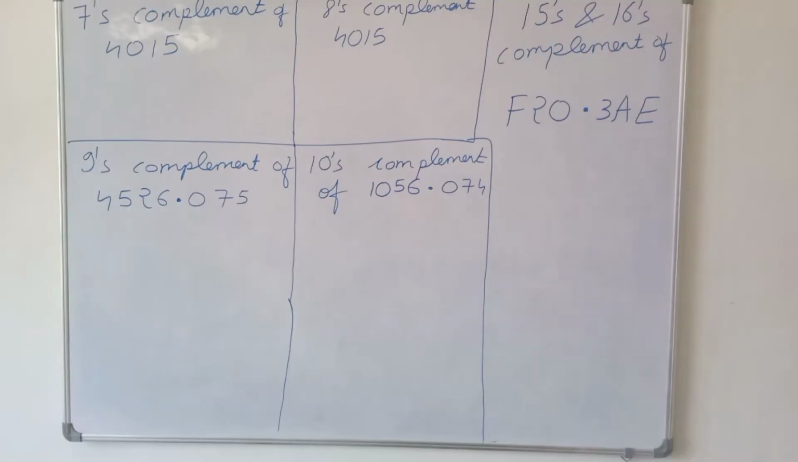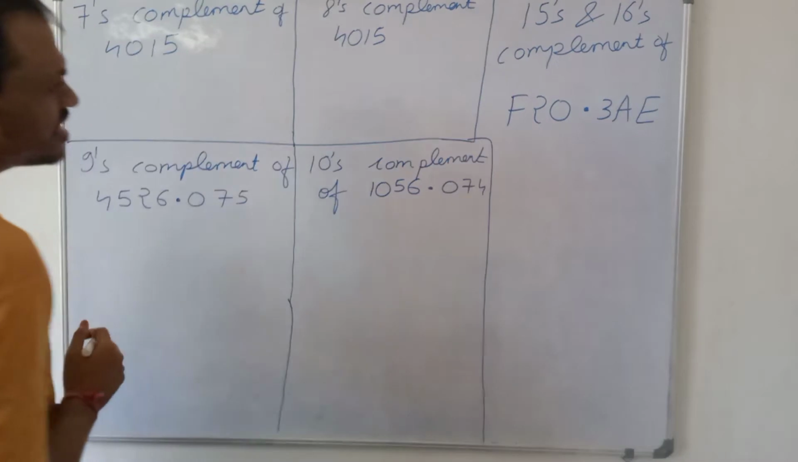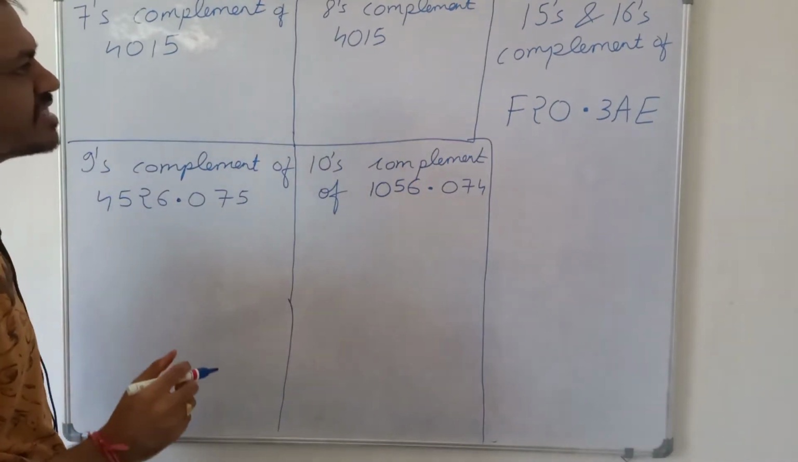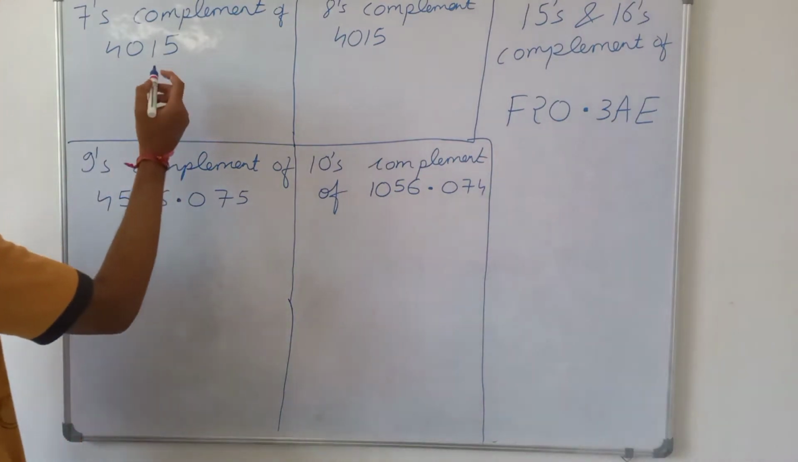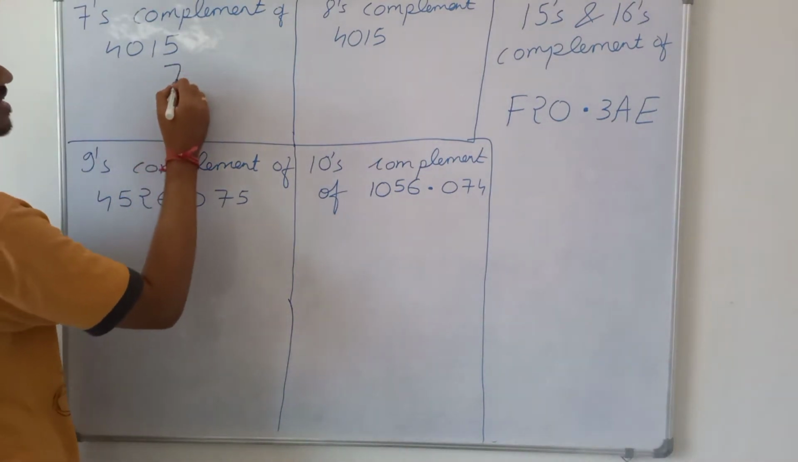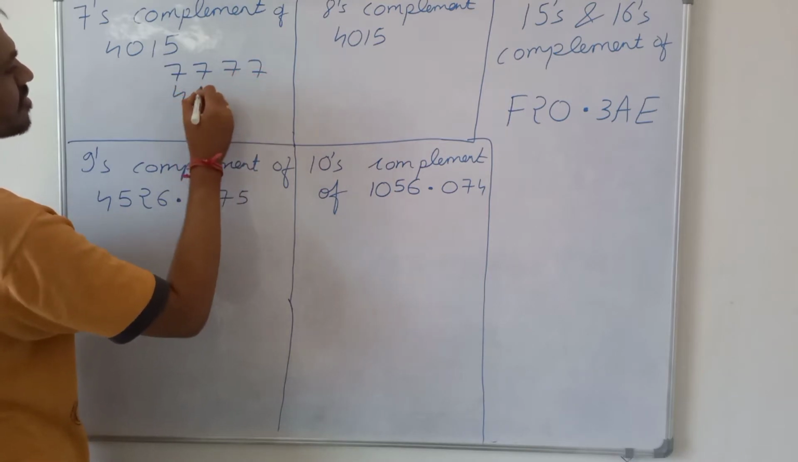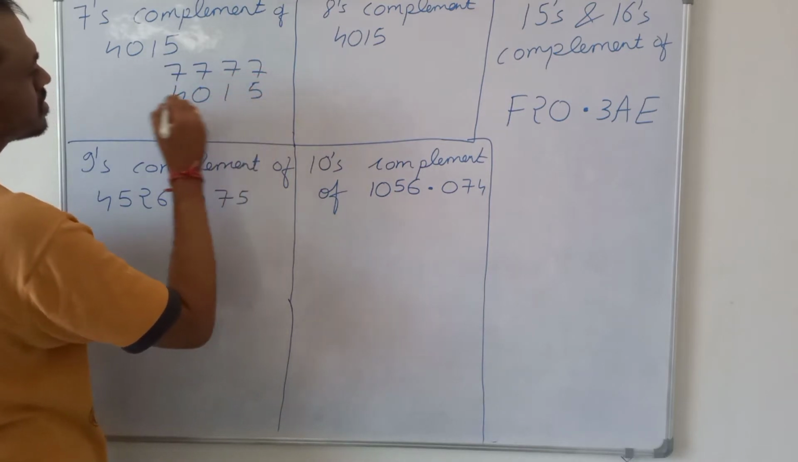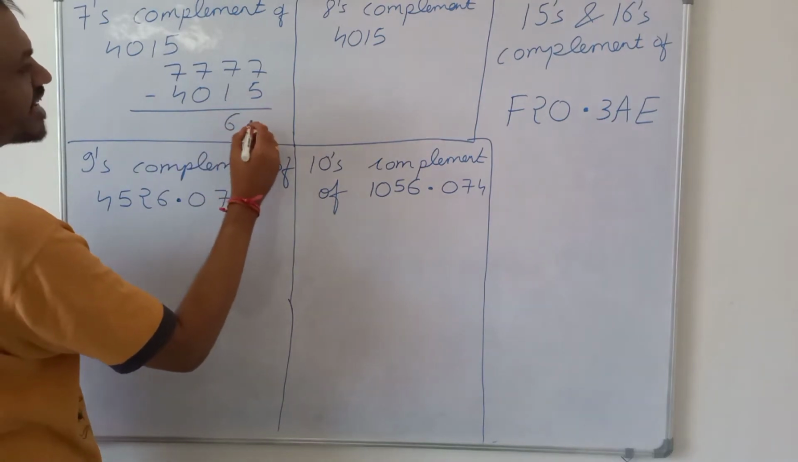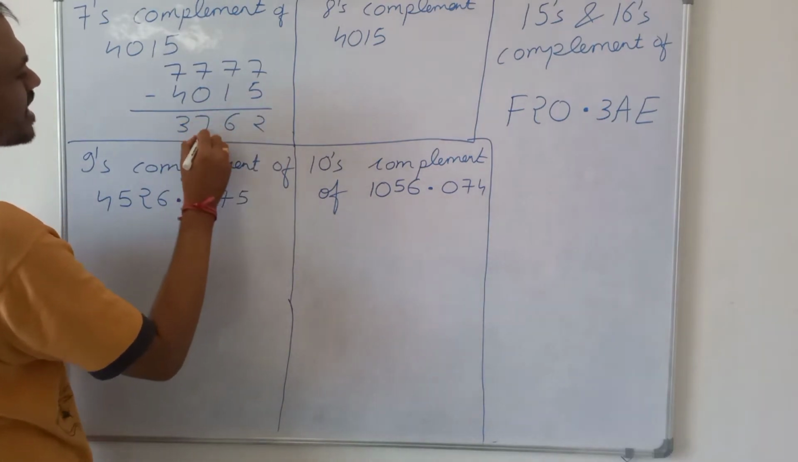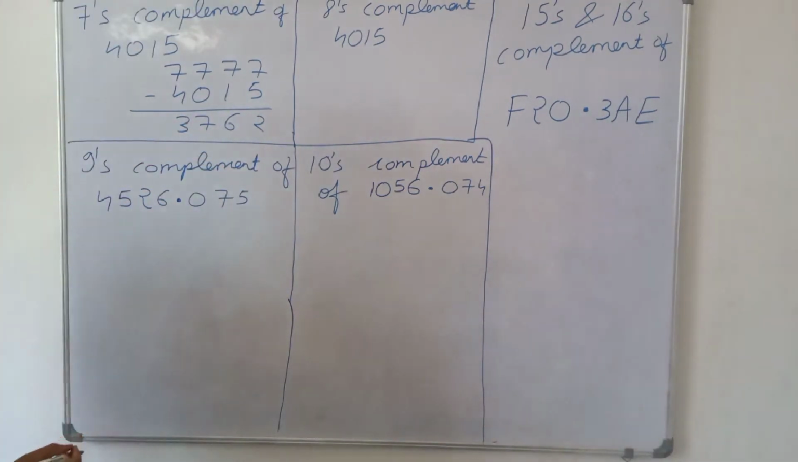In this video we will discuss how to easily find 7's complement, 8's complement, 9's complement, 10's complement and 15's and 16's complement. So if we have to find 7's complement of 4015, just subtract 7777 from 4015. If you subtract it, you will get 3762 as the answer. So this is the 7's complement of 4015.